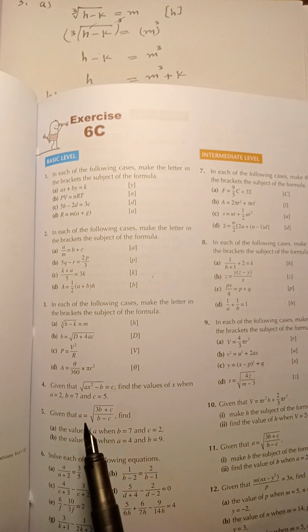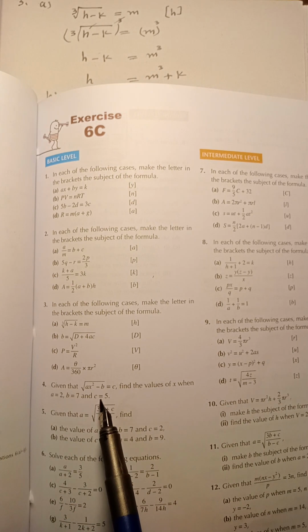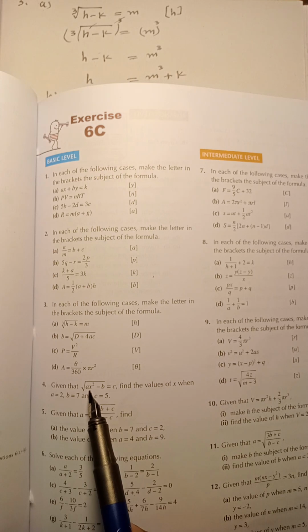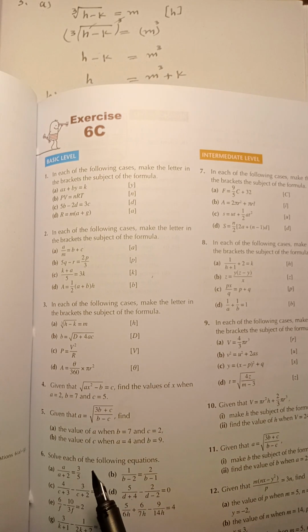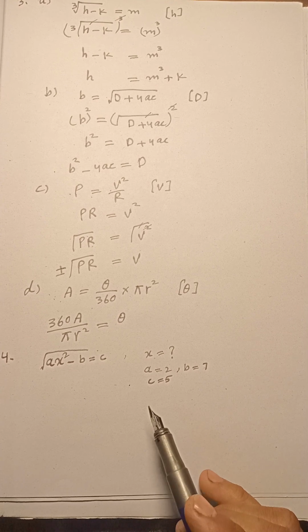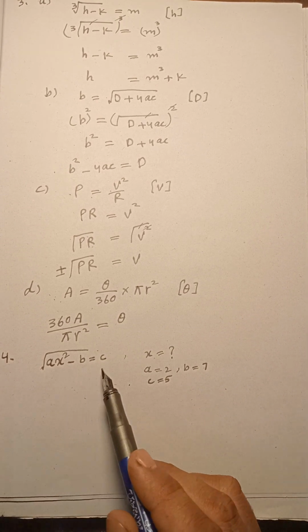He has given all the values of a, b and c, and he is asking us to find the value of x in the under root sign. Let us solve that. First, writing the data. See here, I have written the data here.